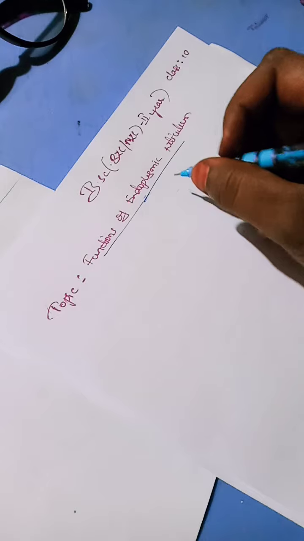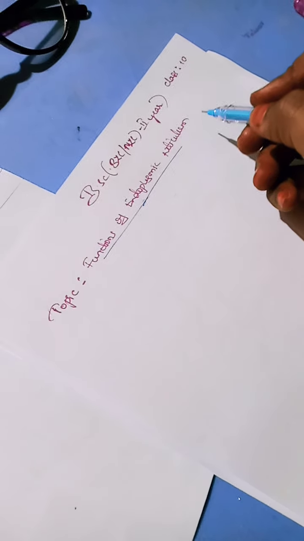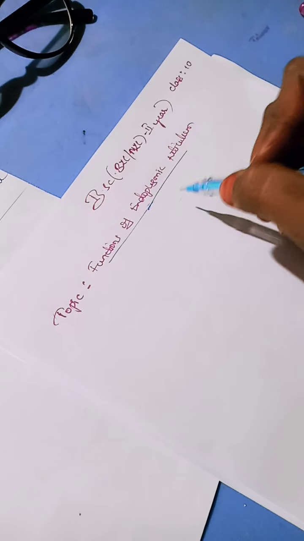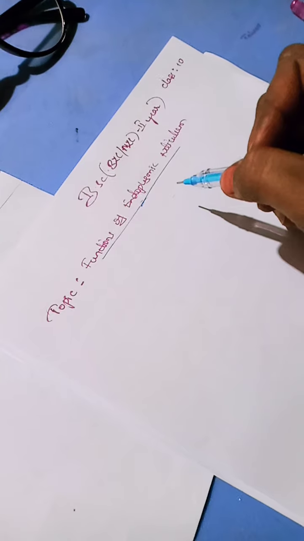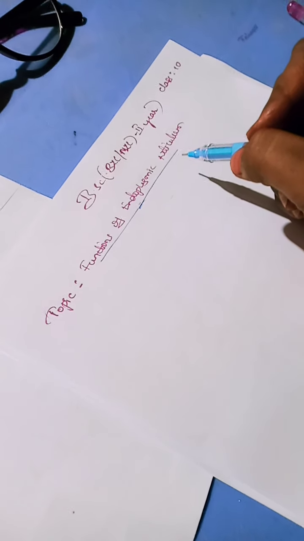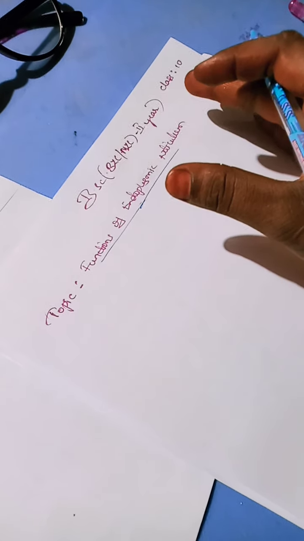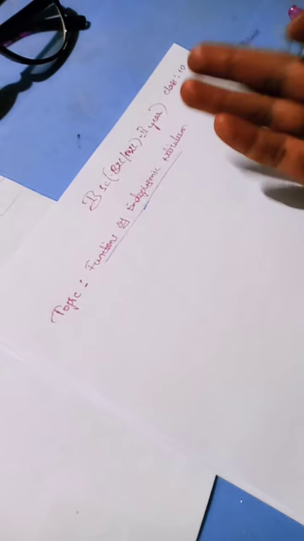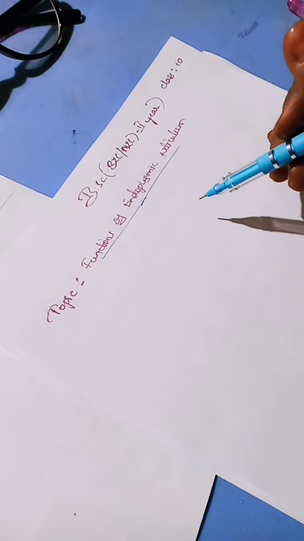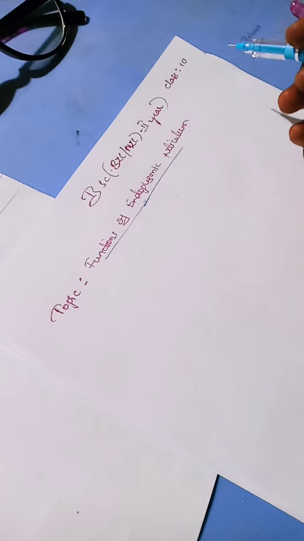So today we are going to discuss the topic functions of endoplasmic reticulum. Previously we started endoplasmic reticulum as the first cell organelle. We discussed the entire endoplasmic reticulum structure and the elements which make it up, and yesterday we discussed the endoplasmic reticulum types and the difference between RER and SER.